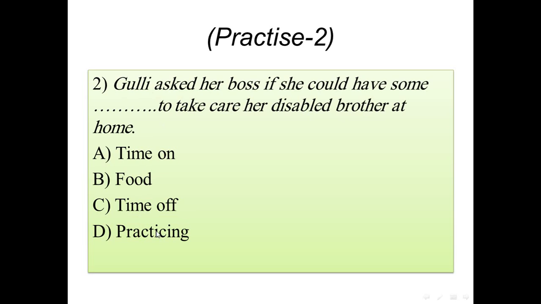It's not practicing, because Gule is not asking for some practicing. It doesn't make sense to do some practicing to take care of her disabled brother at home. No, actually, Gule wants some time, because her brother is sick and also disabled. So Gule has to take some free time to visit home and maybe feed her brother.